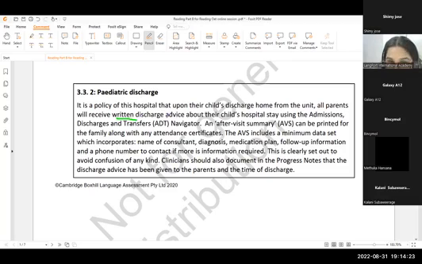written discharge advice. They will give discharge advice in written form about their child's hospital stay, what happened in hospital, using a system called Admission, Discharge and Transfers Navigator. So using the system, once the child has been discharged from the unit, the parents of the kid will receive discharge advice about the kid's hospital stay in written form. Next sentence, Priya. Unmute yourself.